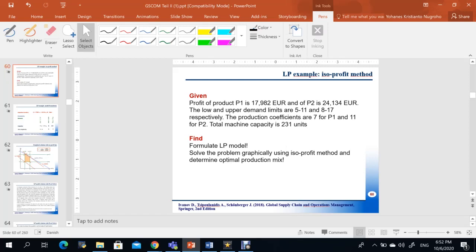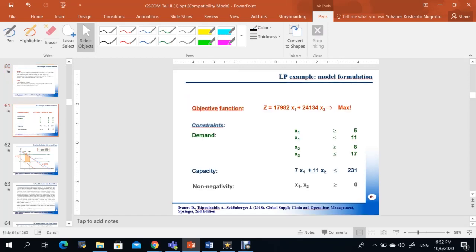The production coefficients are 7 for P1 and 11 for P2, meaning this is the cost coefficient for P1 and P2. The total machine capacity is 231 units. And then the task is that we have to formulate a linear programming model and solve graphically using the isoprofit method and determine the optimal production mix. Okay, then let's go to the next slide.